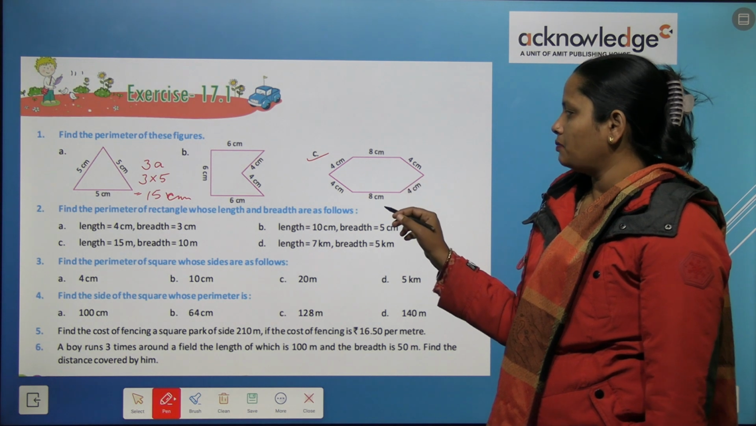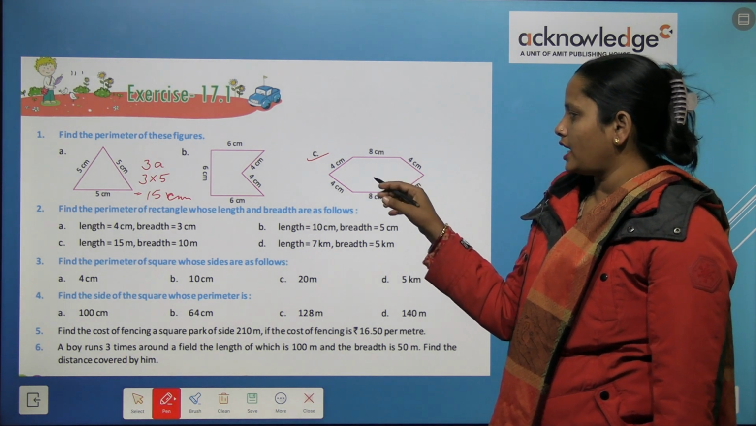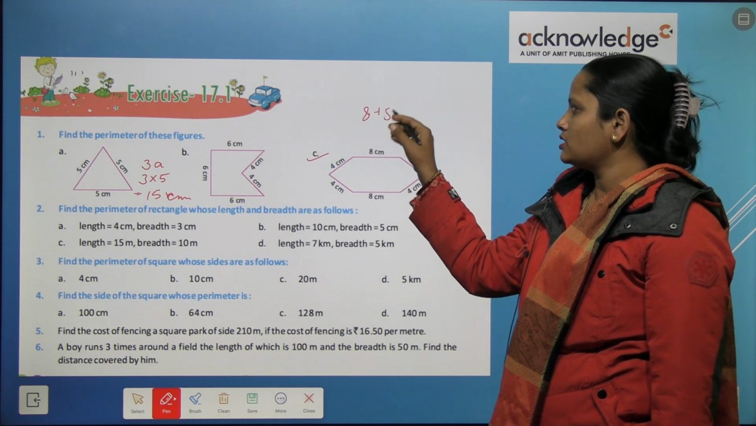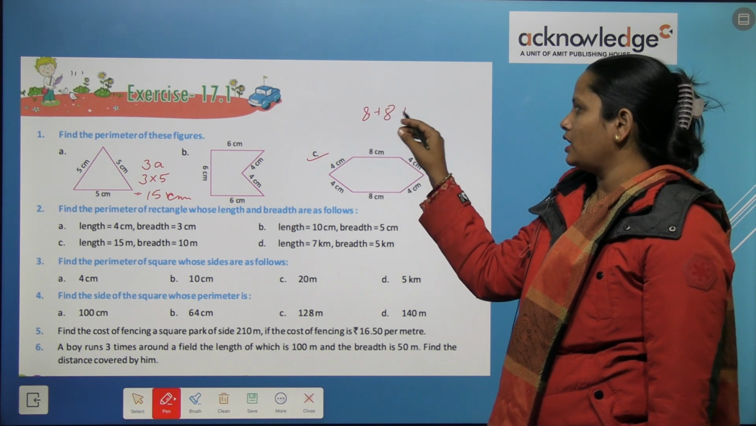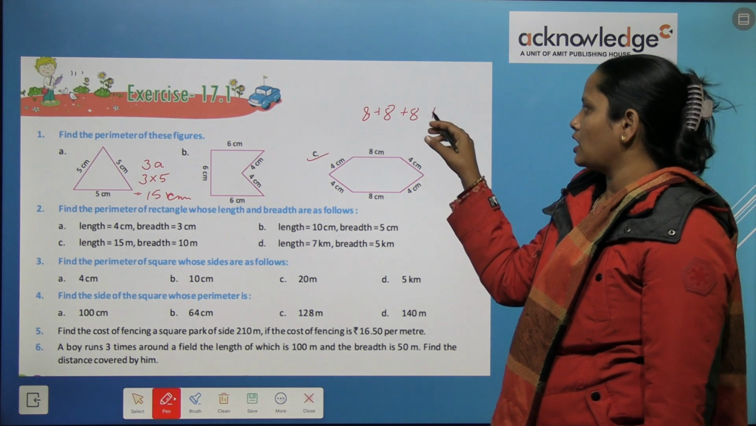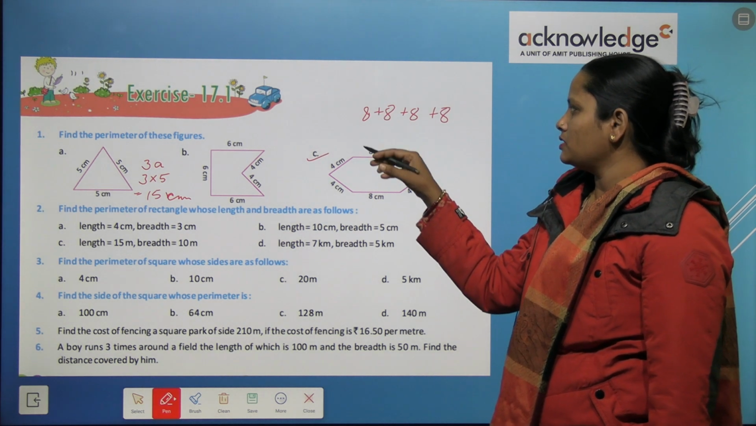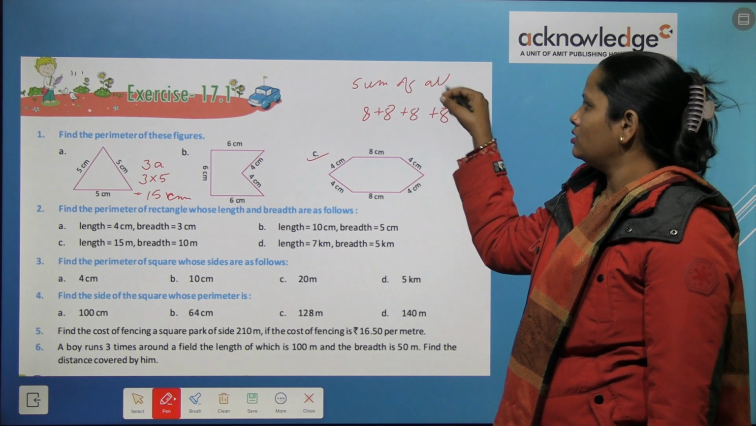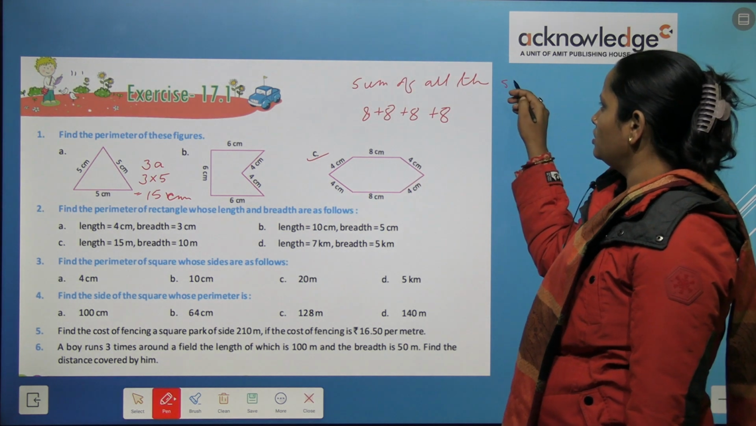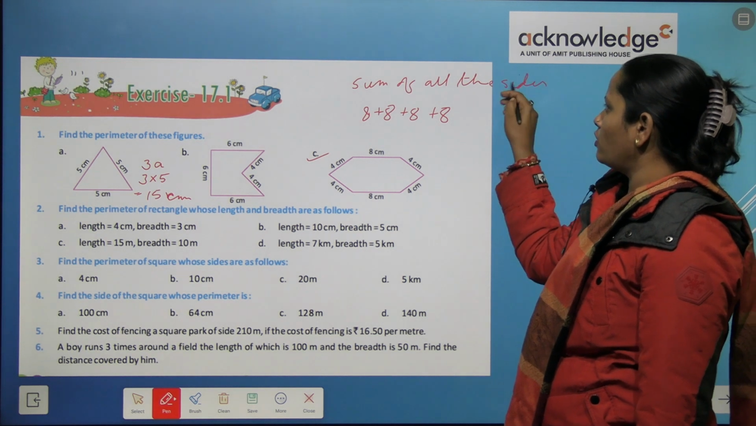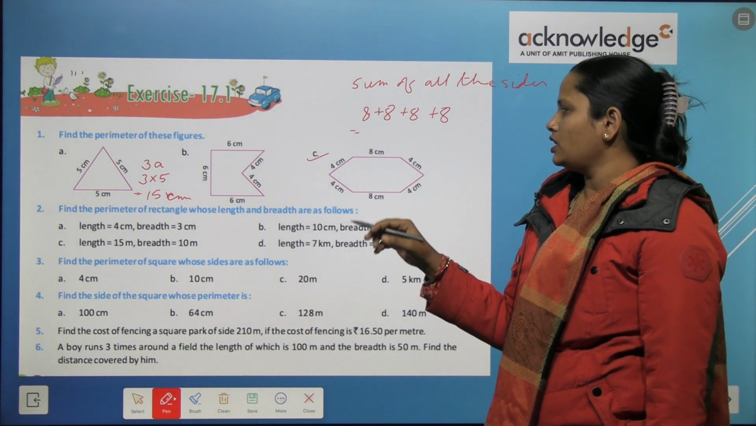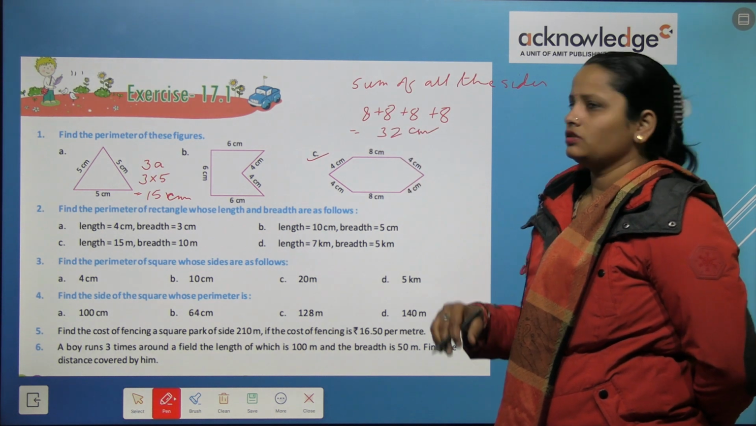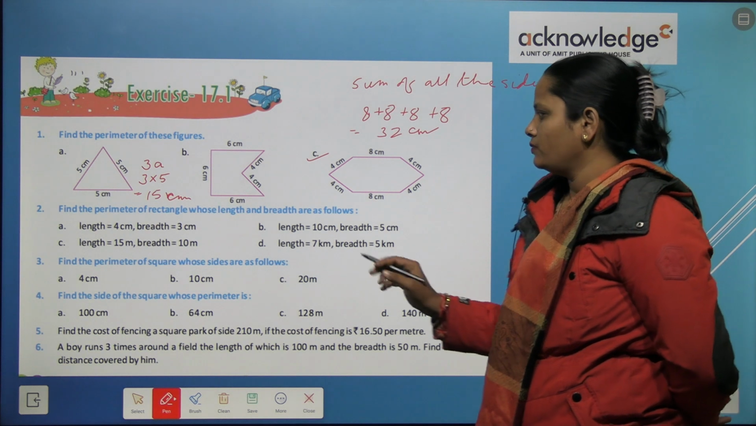Now let's see this example, this C question. We have to add all the sides. So 8 plus 8, and these two become 8, and these two also become 8. So we have to do the sum of all the sides. We have to write down the sum of all the sides. So it is 32 centimeter. I hope this is clear to you.